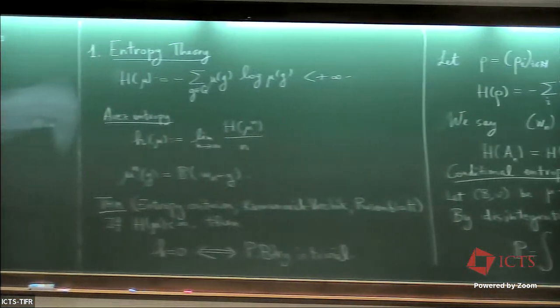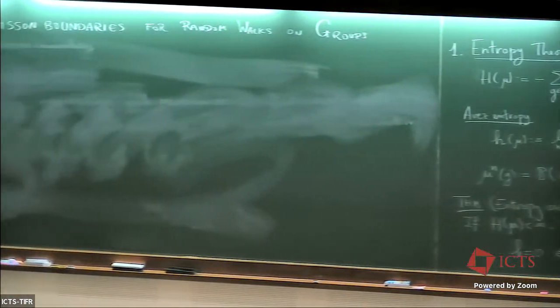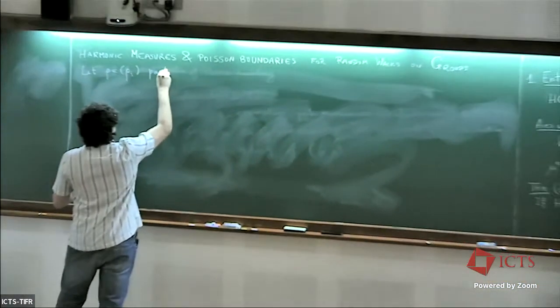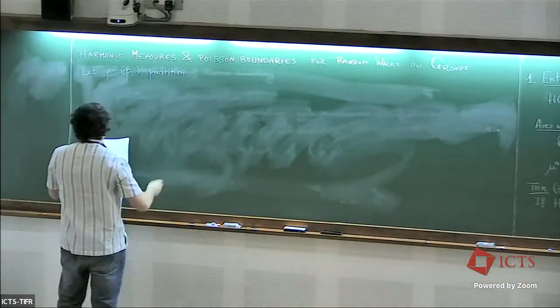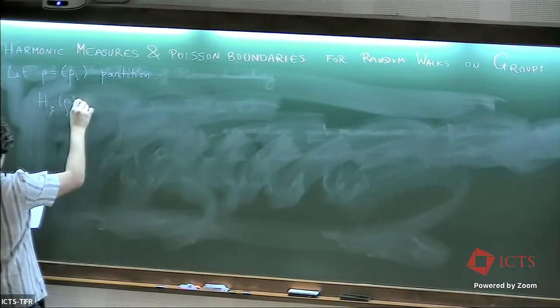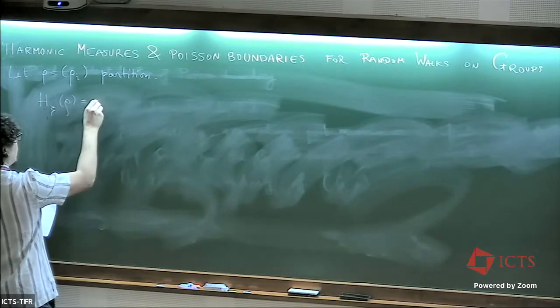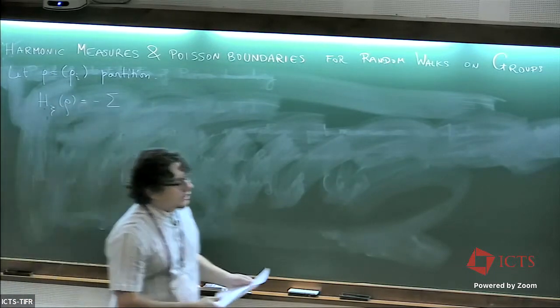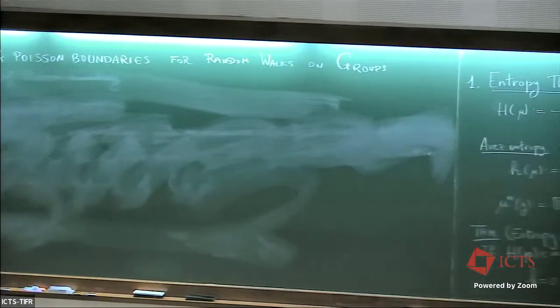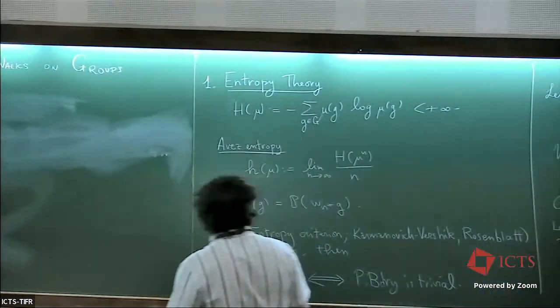So in general, what you can define, again, if you start with the partition, we define the conditional entropy, conditioning on hitting psi, of this partition. Yes? This is an integral on the boundary, right? Yeah, exactly. So the domain is B, the target is the space of measures. Yeah, that's right.